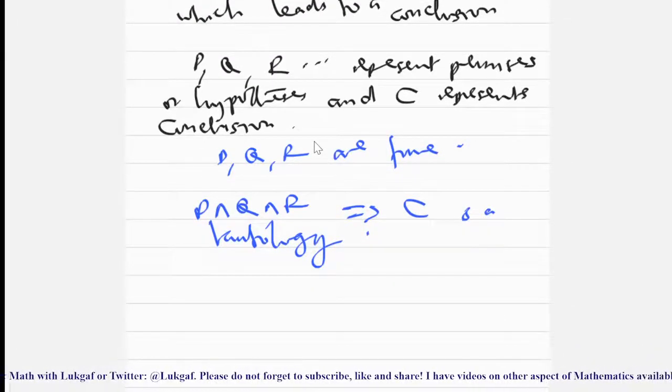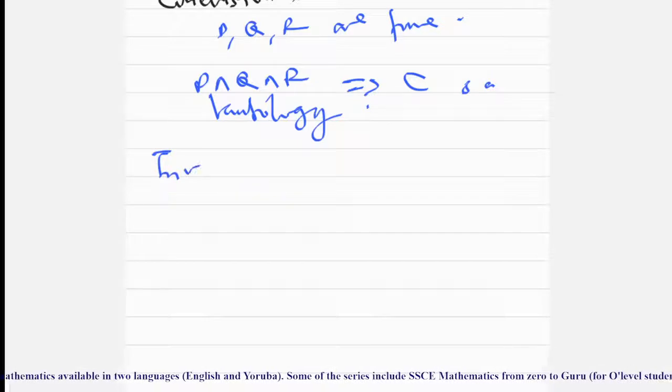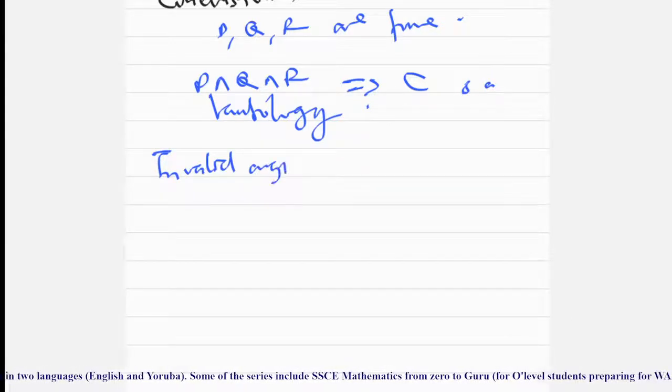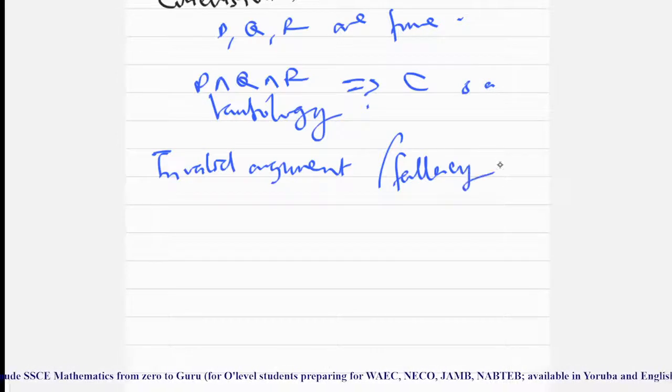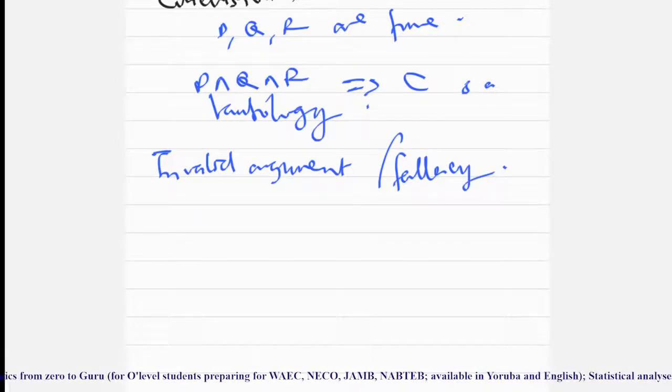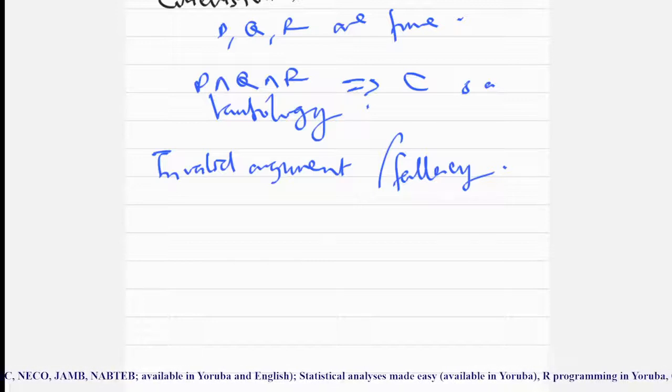That is, if your premises, if all of them are true, if your propositions are true, then the conclusion is always true as well. That's a valid argument. On the other hand, we have an invalid argument. As the name implies, what will be an invalid argument? At times we call them fallacy. That is, they are not valid. Are you getting that now? So that is when you are able to show that an argument is not valid.